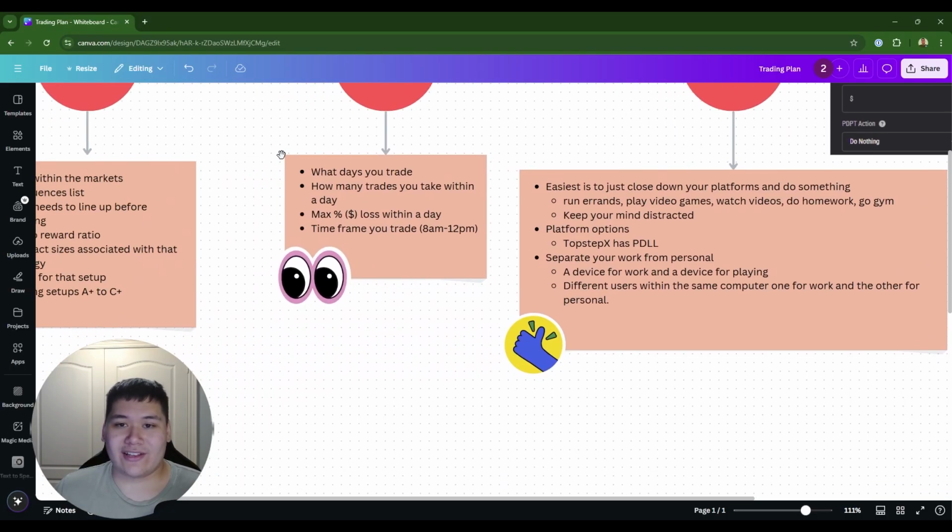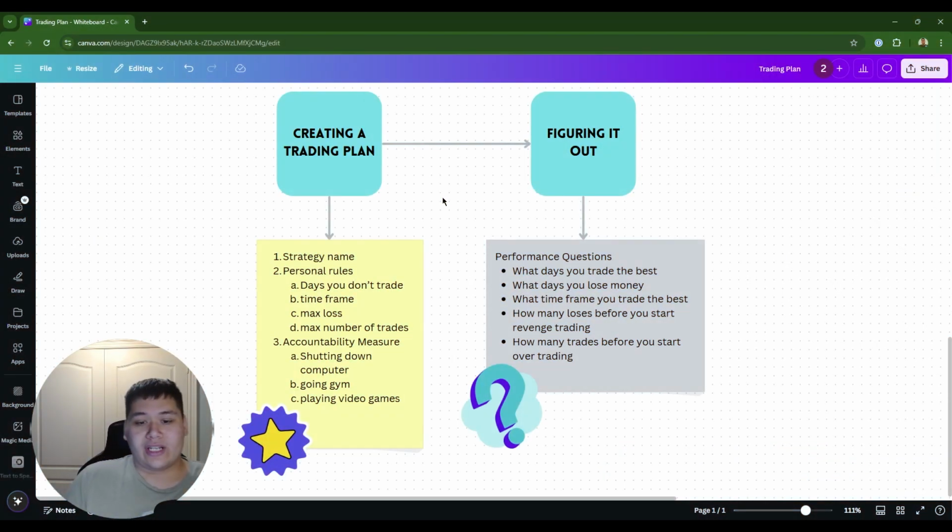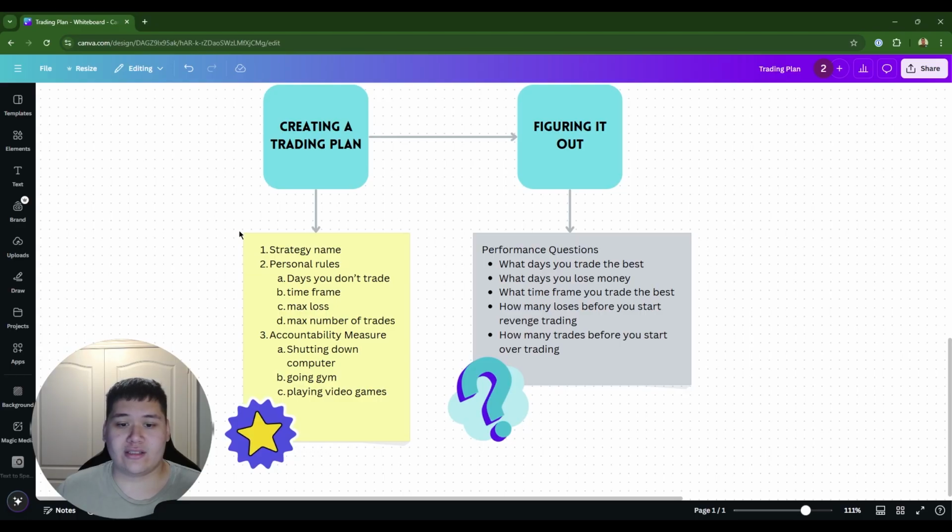Now let's get on to the fun side of creating your trading plan. When it comes to creating a trading plan, it's pretty simple. Let's take a look at what a trading plan needs. The strategy name. For example, I trade supply and demand, so it'll be supply and demand. Then you would need to incorporate your personal rules, and then some sort of accountability measure. In your personal rules section, this is where you add, like I said, the days you don't trade, the time frames you do trade, the max loss or percentage that you can handle, max number of trades within a day, for example. You add all of this to the trading plan.